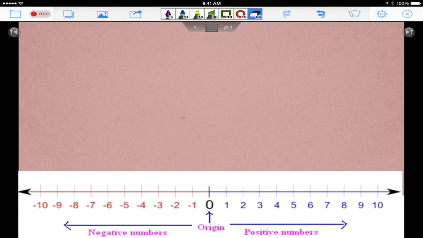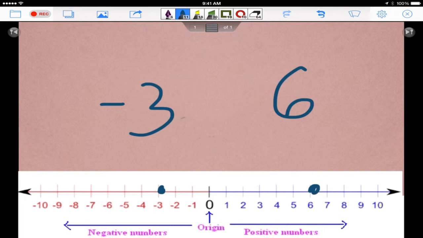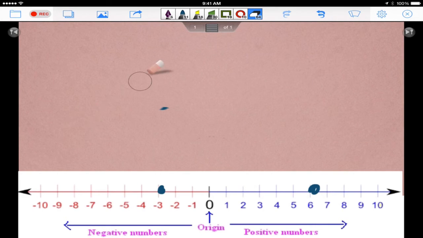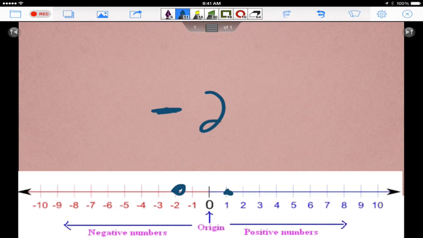Now let's try another one. Let's say I have negative 3 and a positive 6. So I have negative 3 and positive 6. 6 is bigger than negative 3, because 6 is further to the right. A couple more. Let's get rid of that. Let's try a negative 2 and a 1. Now you would think that negative 2 might be bigger, but it's not, because it's to the left of 1. So 1 would be bigger than negative 2.